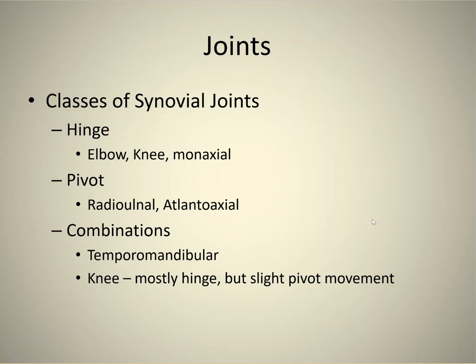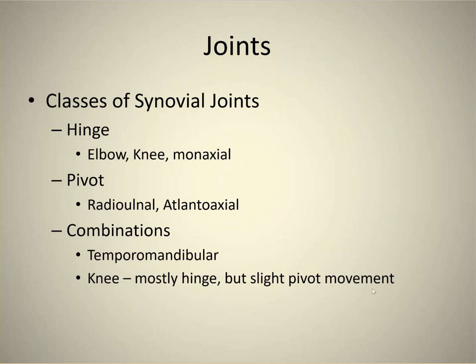And then there's a couple of joints that are really sort of complex. One is the temporomandibular, which is your mandible and your temporal bone. It's both a hinge joint, I think a plane joint, and I think a condylar joint. I mean, it's three different ones. It's really complex. And the knee, you've got to be careful here. I put knee in combinations, but it really should be kept in hinge. It's almost completely a hinge joint. There's a slight pivot movement on it, so you consider it a combination. But if you're going to classify the knee, you really should keep it in hinge.